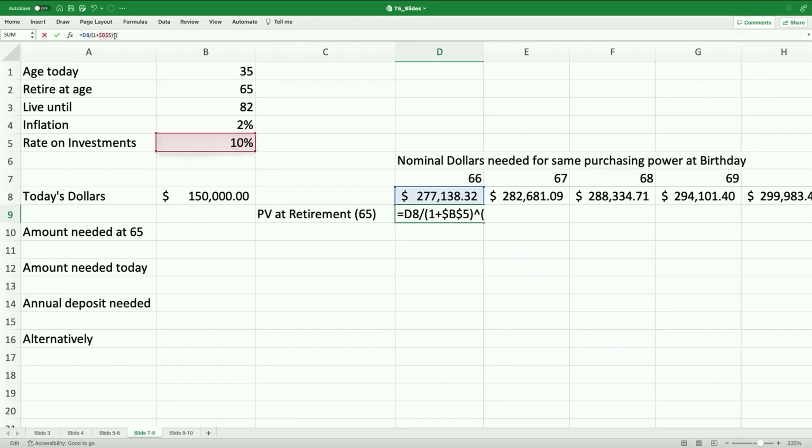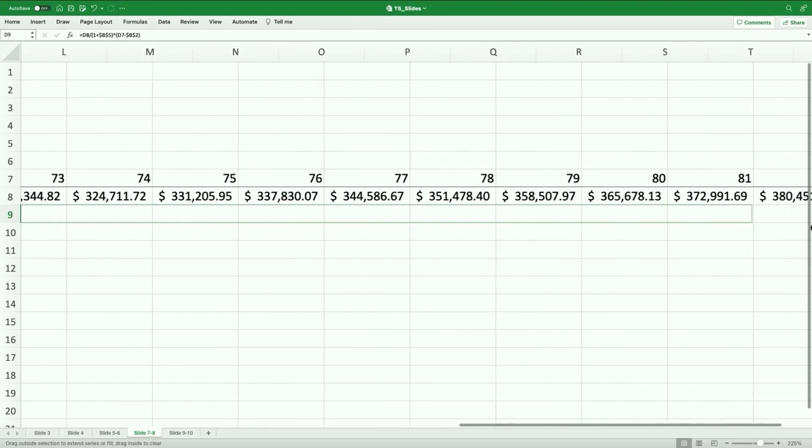I want to discount it back one period, but where is this one coming from formulaically? It's the difference between 66 and 65. Now, when I fill across, I want the 65 to remain frozen so that, when I fill across to year 67, the difference will be 2 years. To 68, it'll be 3 years, on and on. All right? Fill all the way across.